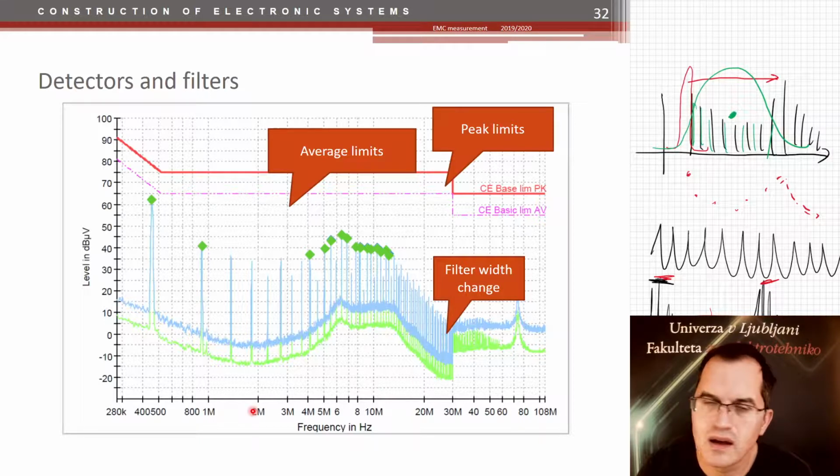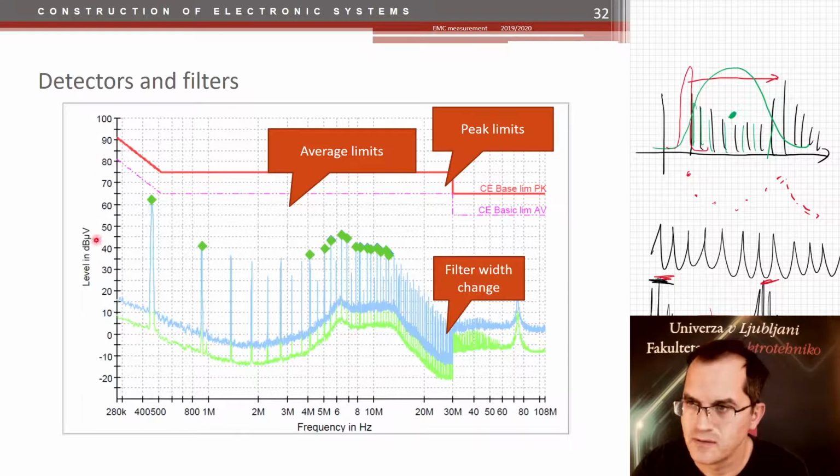Now, and finally, what kind of measurement is shown here? If you check here, you see that units are in dB microvolts. That means we are measuring conductive noise. Maybe you wonder, why do we measure until 108 megahertz, even though we said that the conductive noise is measured only up to 30 megahertz?